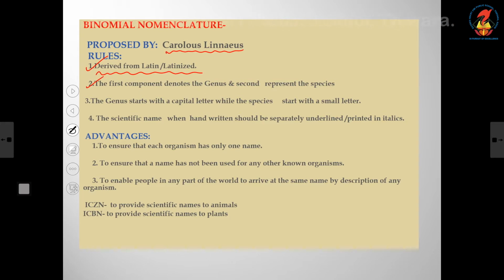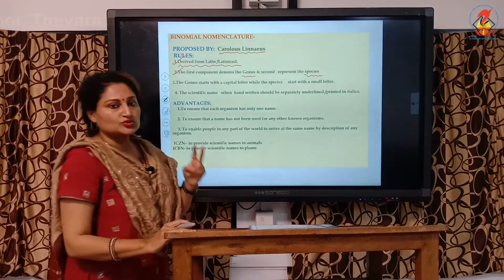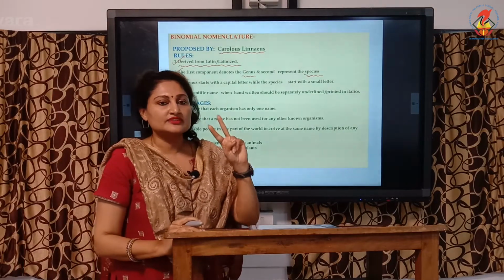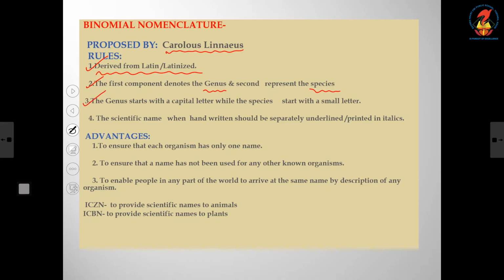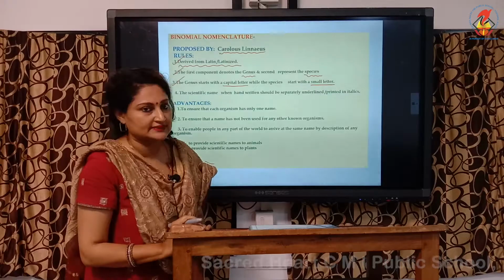The second rule is the first component. It has 2 components. I told you binomial nomenclature has 2 components. The first component denotes the genus and the second component represents the species. The first component deals with the genus and the second component deals with the species. Now, the third rule is the genus always starts with a capital letter. Very important, it starts with a capital letter, and the species starts with a small letter, and there should be a gap between the 2 components.